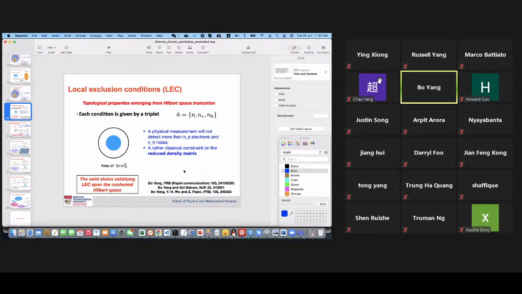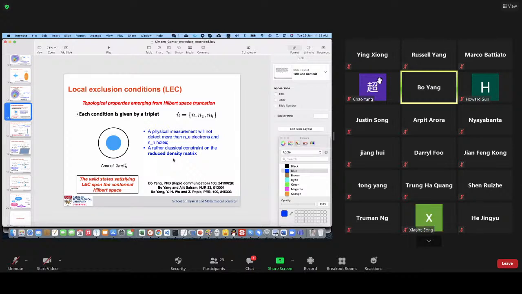LEC is really telling you that there is a constraint on the reduced density matrix. By this constraint, you are basically saying that certain states in this quantum fluid are not accessible. Okay, so this is a very general scheme of truncating the Hilbert space. And it turns out from numerical analysis that this particular Hilbert space truncation gives you exactly, not just in finite size scaling, but for any system size we can access, the model wave functions for the ground state and quasi-holes.